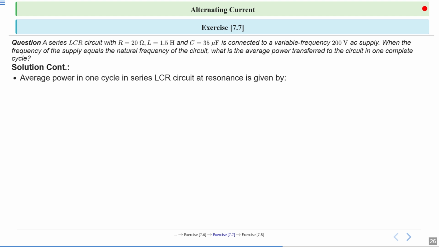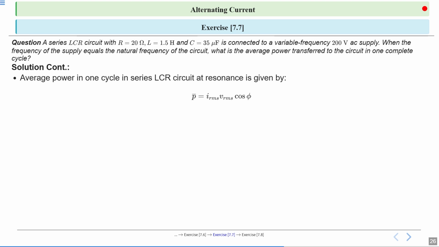Now we have to calculate the average power in the LCR circuit in a complete cycle, at the condition of resonance. The average power expression is given by IRMS VRMS cos phi. At resonance, Z becomes equal to R. So according to the impedance diagram, cos phi is equal to R upon Z. If Z becomes equal to R at resonance, then cos phi will be equal to 1.